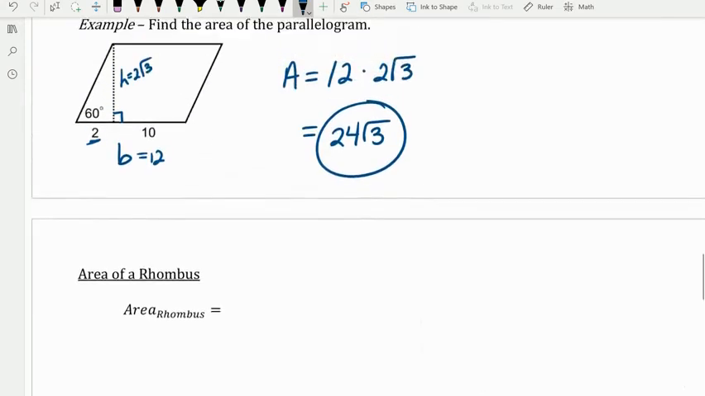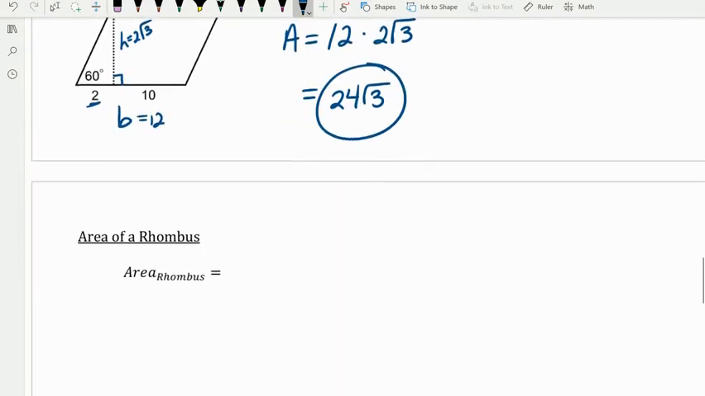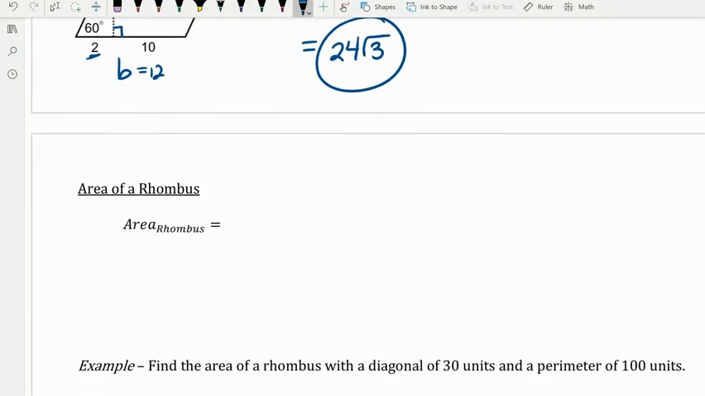Area of a rhombus. Now, a rhombus is also a parallelogram, so you can always find the area of a rhombus by doing the same thing, base times height. But there's another formula for the area of a rhombus. You can do 1/2 of the product of the diagonals.